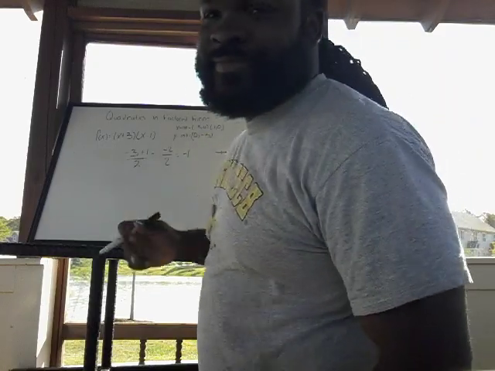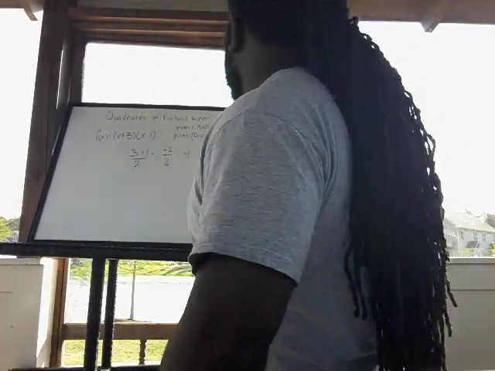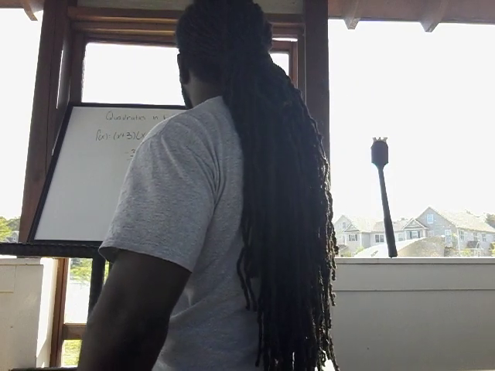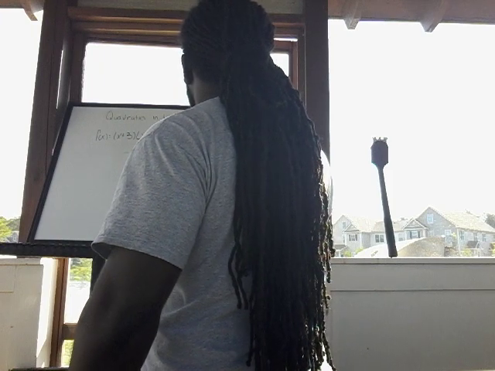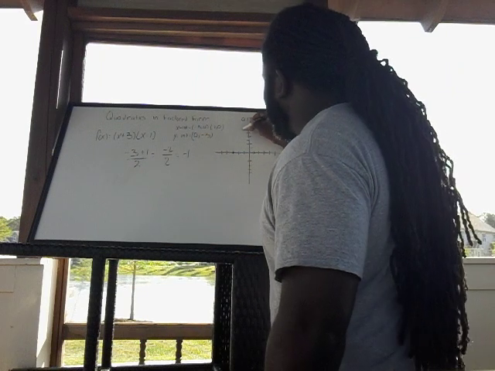All right, so sorry about that. So my axis of symmetry is negative 1. My axis of symmetry is x equals -1, so that would be right here. I'm going to draw a dotted line.